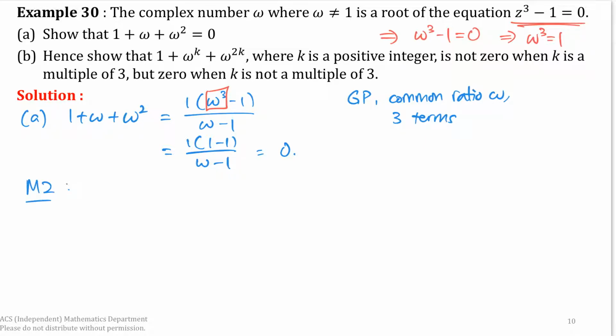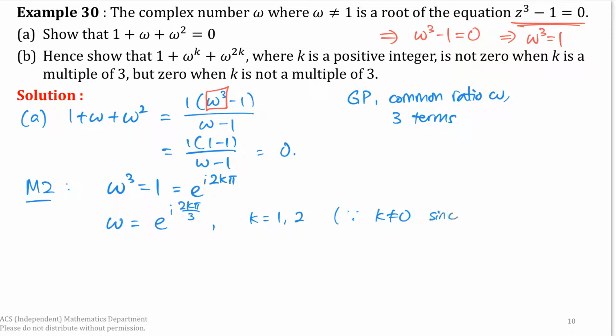Since omega is a root of the equation, we know that omega cubed equals 1, like what we've pointed out. But using what we've learned in the earlier chapter, this is e to the power of i 2k pi, and so we get omega equals e to the power of i 2k pi over 3. Now k is only going to be 1 or 2, because as we have found out earlier, k cannot be equal to 0 since omega is not equal to 1. If we let k equal 0, we will get e to the power of 0, which is 1, and that's not what we want.